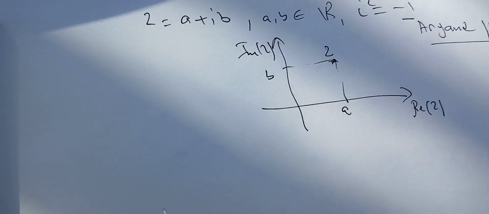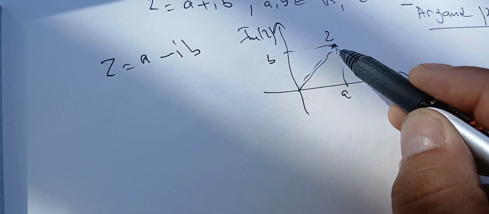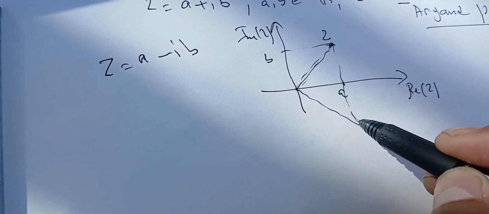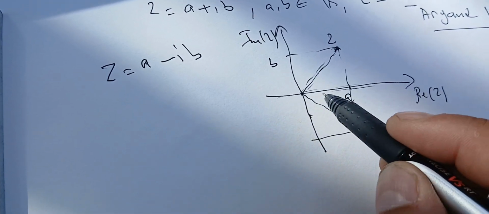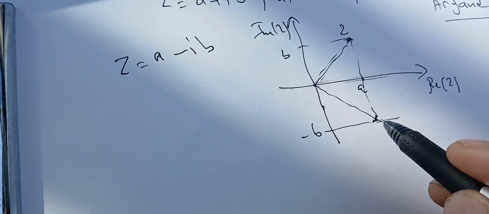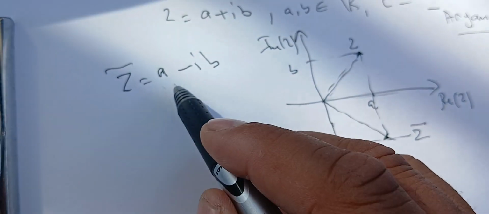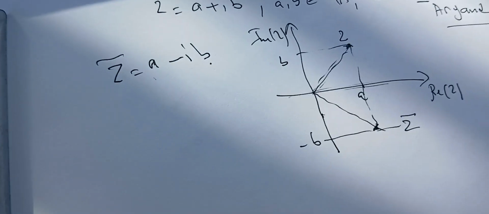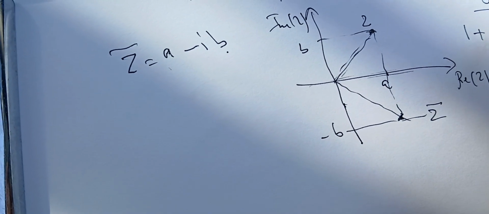But we defined something that we call the conjugate as a minus ib. Let's see, this is our z. The conjugate of z is just the symmetric with respect to this axis. It's going to have the same a, but b is going to change. So in this case, z bar is going to be a minus ib.